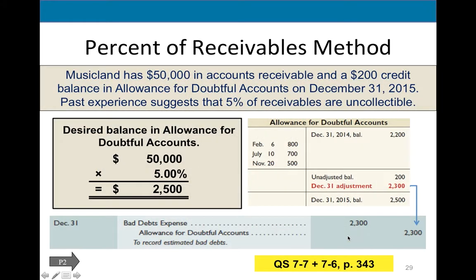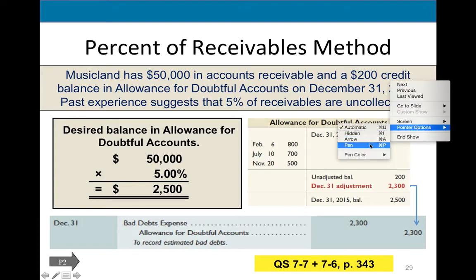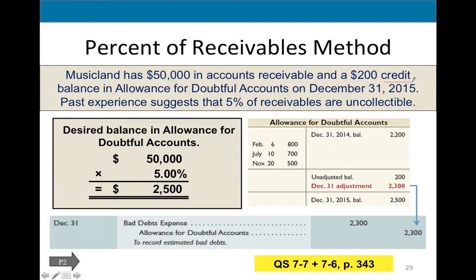Let me show you an example. So my Musicland has 50,000 AR, 200 credit balance of ADA. We need to know that. And it's a credit balance. Again, sometimes it will say here debit balance, right? This example lists credit balance in ADA, right?